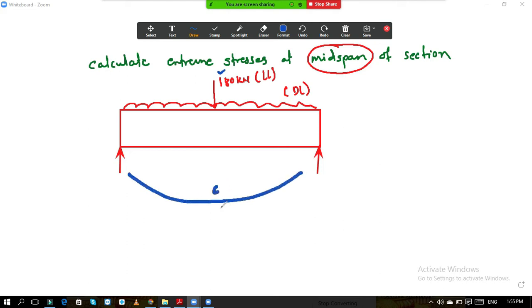Okay, compression at top and tension at bottom. But see, at the end sections, at these two sections, the support is provided. So bending is zero at the end. Am I right? What bending moment do you take if the beam is simply supported?